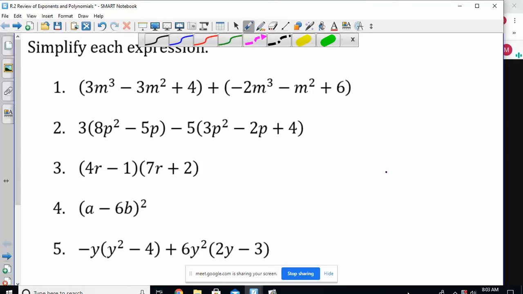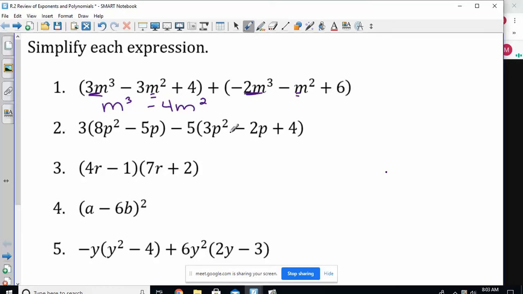So in number 1, what do we have to do there? Add like terms, right? They're like terms if the variables have the same power. So 3m cubed, you can combine that with negative 2m cubed, and you just get m cubed. The m doesn't change, just the coefficient. Negative 3m squared and negative 1m squared would be negative 4m squared. Positive 4 and positive 6 is positive 10.